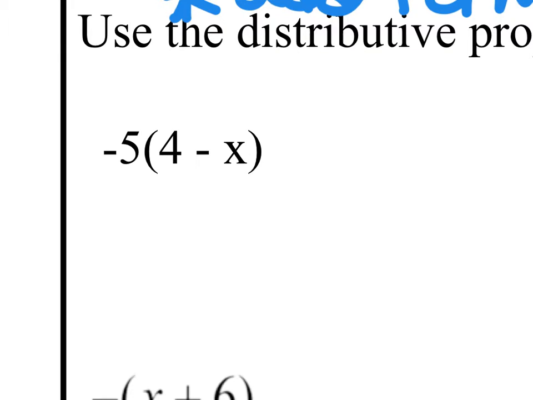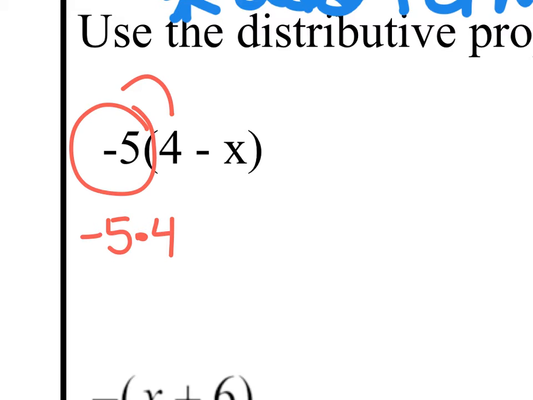First example is -5 times the quantity 4 minus x. I am distributing -5. -5 is like my chip. So I'm going to double dip it because there's 2 terms. So we're going to go ahead and distribute that, which means I'm multiplying what's on the outside to both terms on the inside. We're going to write this out and show our work. -5 times 4. I'm also going to do -5 times -x. So notice I'm writing out my work. This dot, remember, means multiplication.